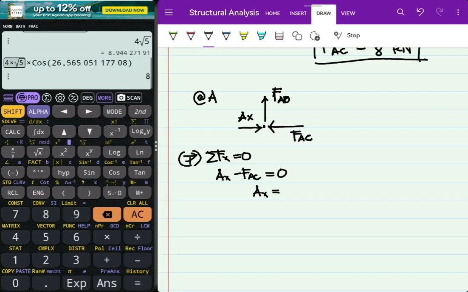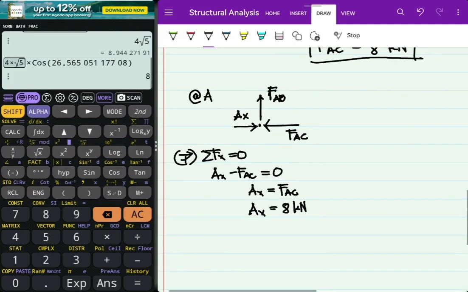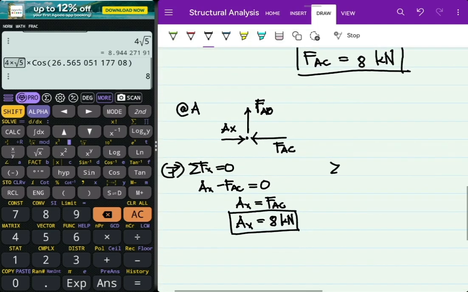AX is equal to FAC, therefore A sub X is equal to 8 kilonewtons. Okay? Next, from this, box your final answer again. From here, we can say that summation of forces y is equal to 0, assuming going up positive.